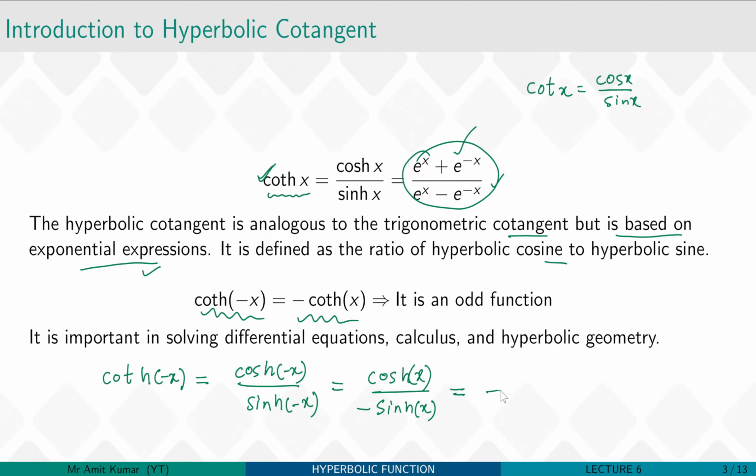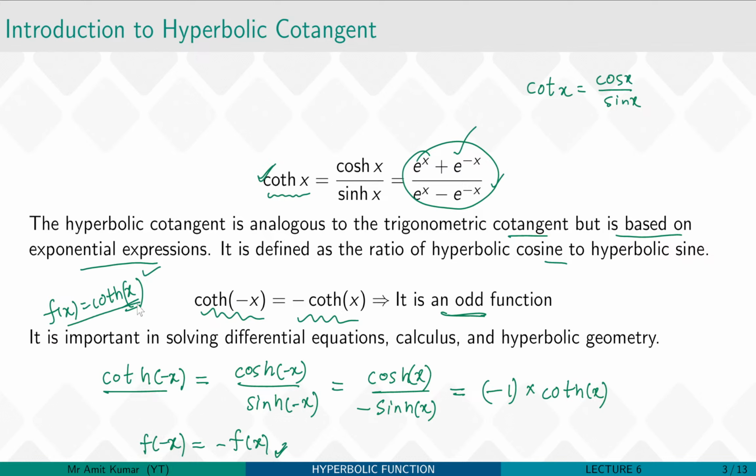Now this can be written as -1 into cos hyperbolic x divided by sine hyperbolic x. This can be written as minus coth hyperbolic x. Now here, if we pick f of x is equal to coth hyperbolic x, then we get f of minus x is equal to minus f of x. This is the rule for proving a function is an odd function. So the given function f of x is equal to coth x is an odd function.